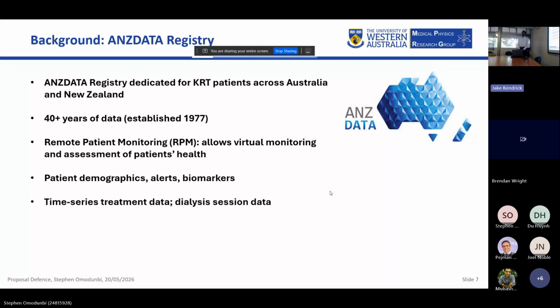Remote patient monitoring will involve time series treatment data. So pretty much data from dialysis sessions, seeing the volumes of filtration they had and everything like that.